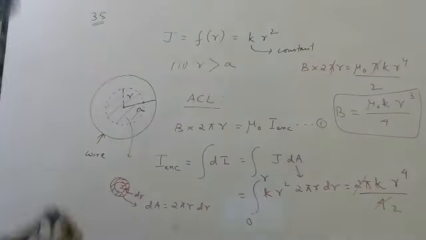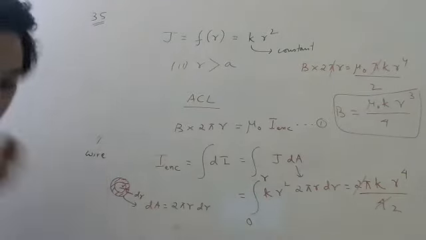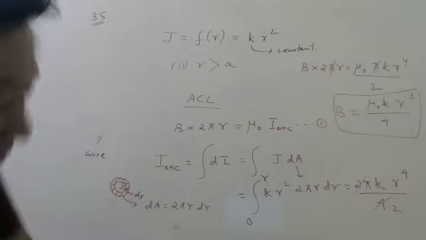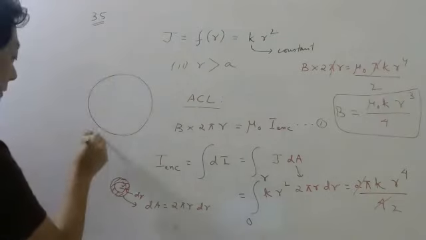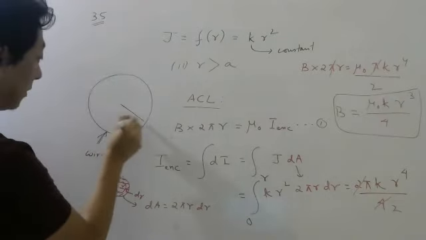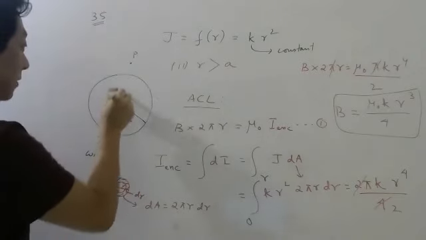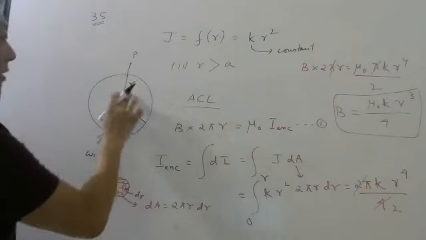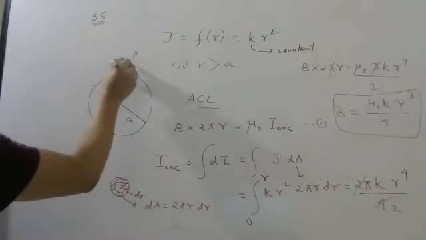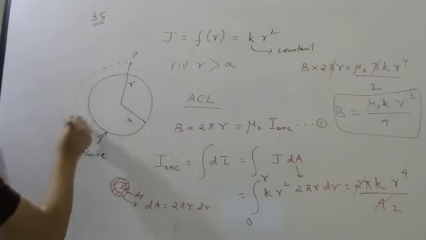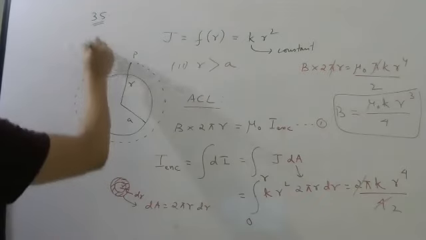So now you have to redraw this diagram. Everything will not change, only something will change. Look here. This is your wire whose radius is a. This time I want magnetic field outside. So your small r is greater than A. So how will you draw your loop? The loop should pass through the point where you want magnetic field. So this is your Amperian loop.